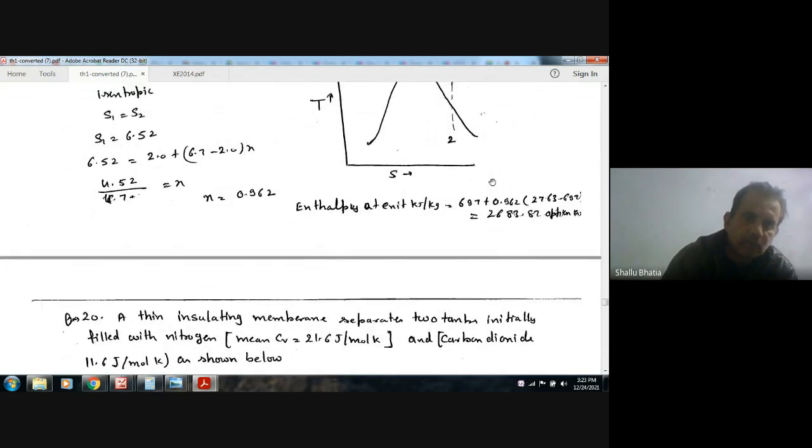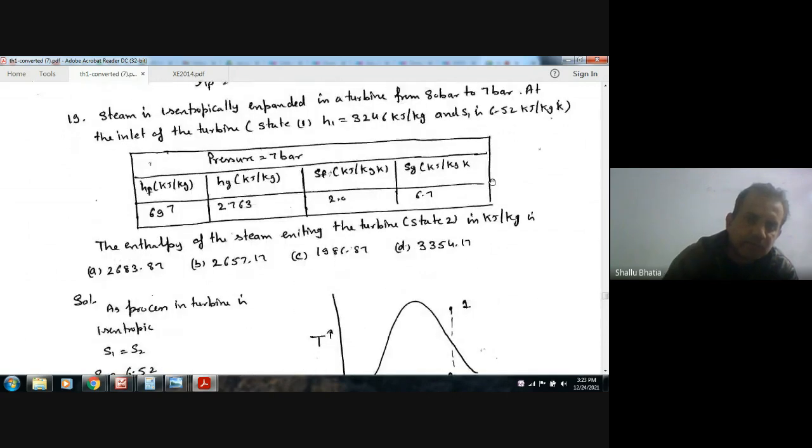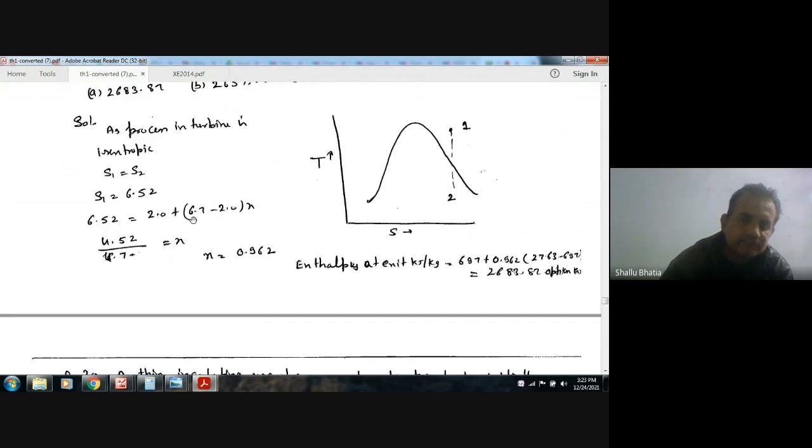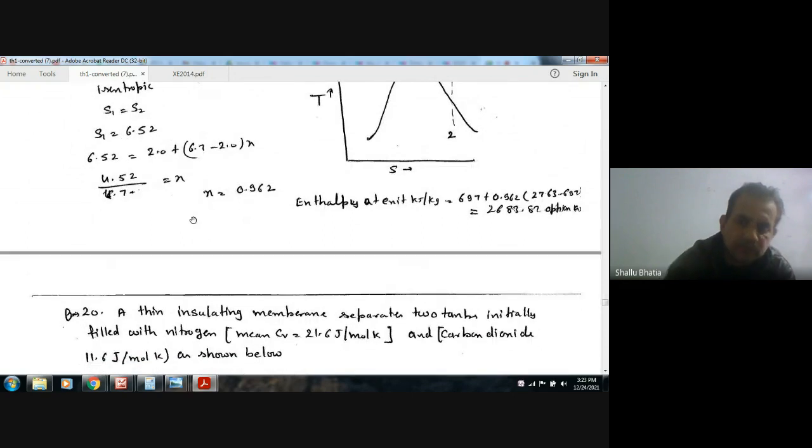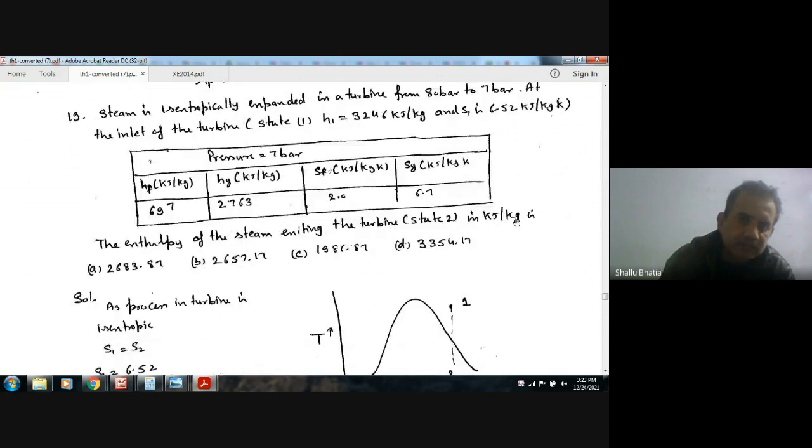Now if we have x, we can calculate the enthalpy at point 2. It will be 697 plus x times (2763 minus 697). Your x is 0.960. So the enthalpy at exit in kilojoule per kilogram is 2633.87. Option A is right.